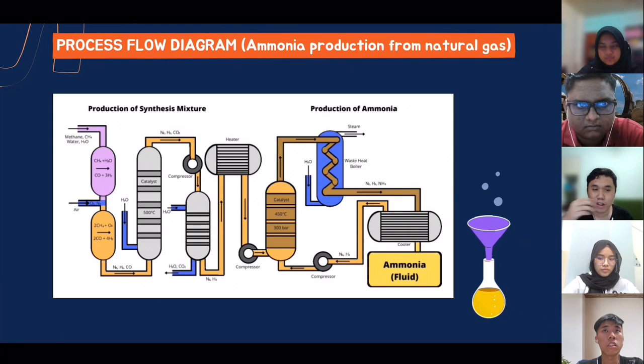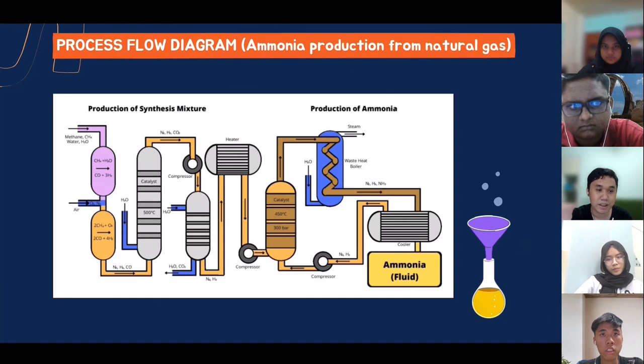So we will now be moving on to the second chapter of our project, which will be related to CEB 1043, Principles of Chemical Engineering. So what we have here is the process flow diagram for the production of ammonia from natural gas. So in this case, we're producing ammonia from the methane gas, CH4.